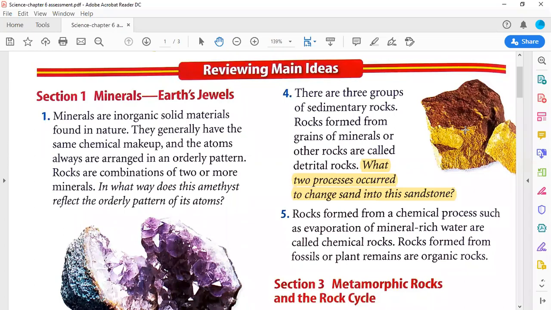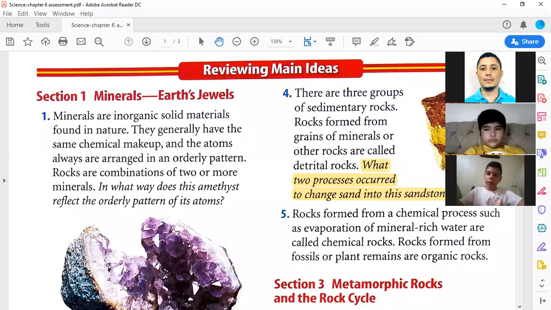Remember, there is a process, and it requires time. Do you think this requires a short period of time or a very long period of time? A long period of time. A long period of time, of course, right?